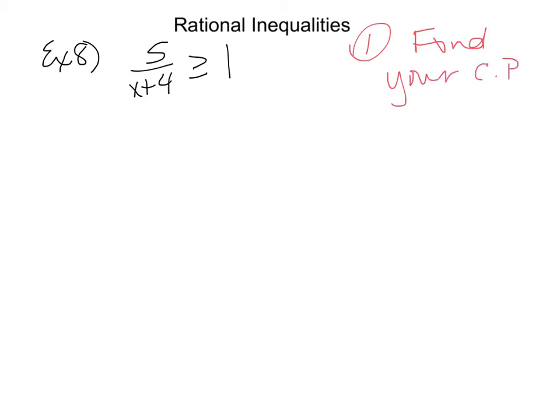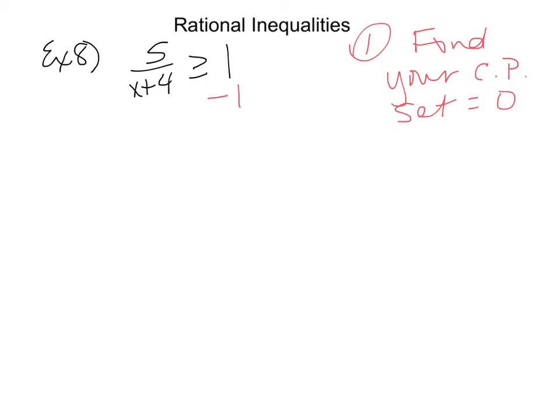I'm just going to put CP on this one for critical points since we wrote it out in the previous video. Okay, now here's the deal. Whenever you find your critical points, you need to set your equation equal to 0. So in order to set this equation equal to 0, I need to subtract 1 from both sides. Now when you subtract 1 with a fraction, you need to get a common denominator.